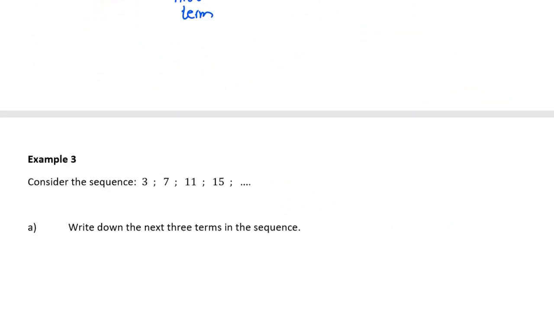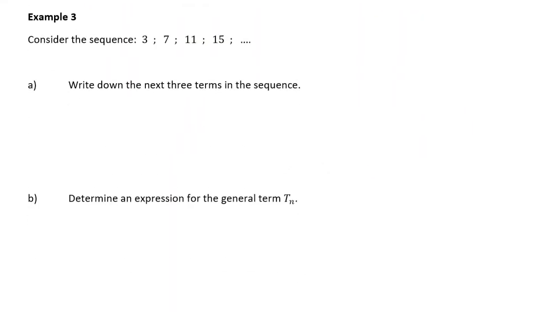So let's have a look at using this. Example 3 says consider the sequence 3, 7, 11, 15. The first thing I need to ask myself is what type of sequence is this? Now in grade 11 we do 2 types of sequences. We've only done 1 so far, and then we're going to do a third type, and sometimes it's a weird funny combination, which we'll do in our last video.